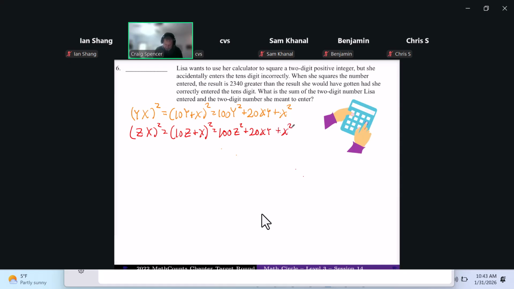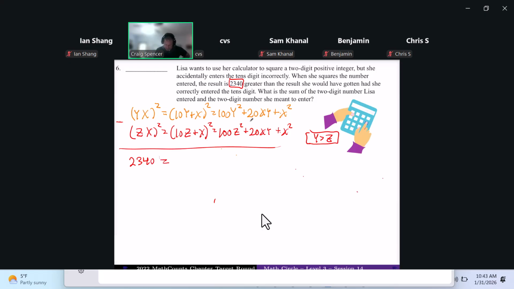So we could do this. We have two numbers that look like this. They have the same units digit, but the tens digit is going to be different. And somehow when I look at the difference of these things, I'm getting this rather large number, 2340. So let's suppose that my y is bigger than z, so that when I subtract these things, I get this difference. The difference between the two resulting numbers is 2340.